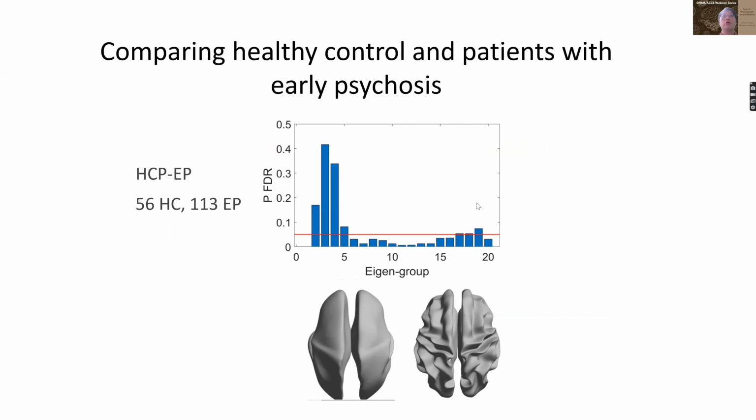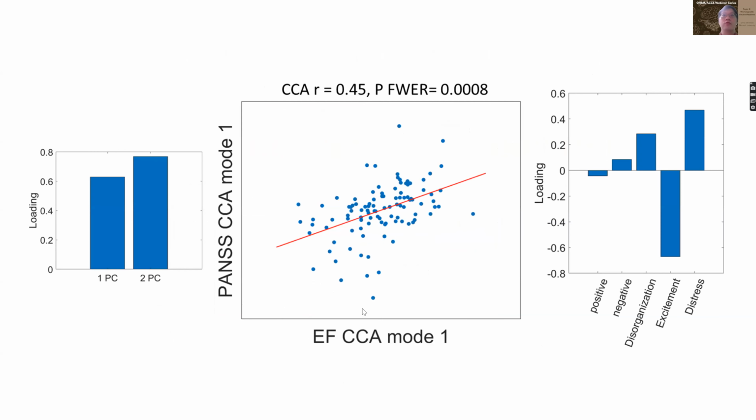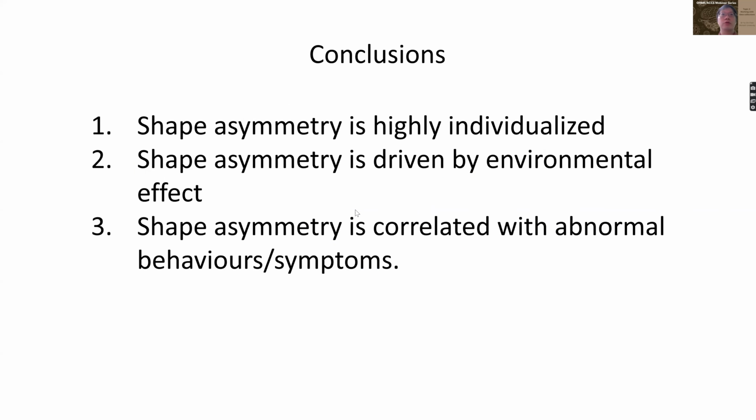In another study, we used the HCP early psychosis dataset, and we found that between these two scales, healthy controls and early psychosis are significantly different in the shape asymmetry. We also used CCA analysis to find that the shape asymmetry is significantly correlated with their symptoms. In conclusion, we found shape asymmetry is a highly individualized feature and is mainly driven by the environmental effect. And shape asymmetry has a high potential to analyze abnormal behaviors and symptoms.